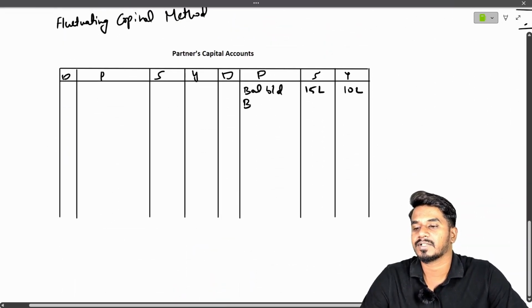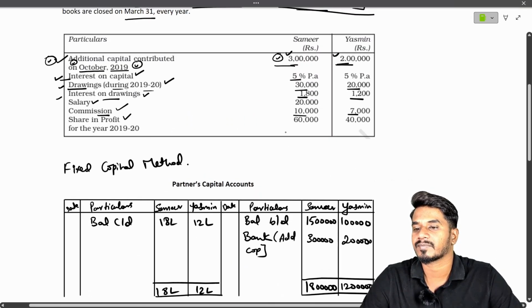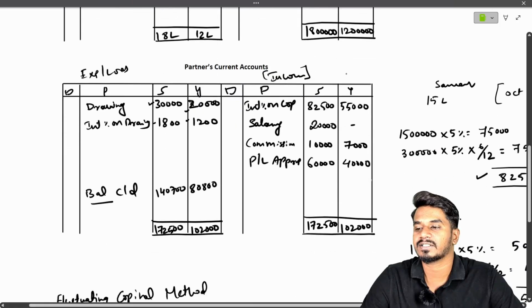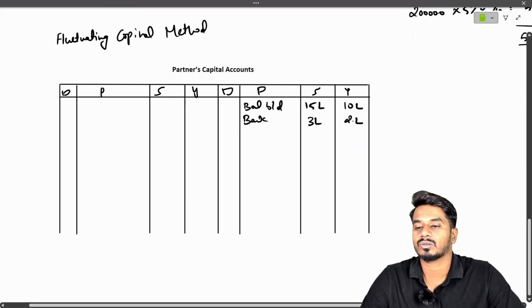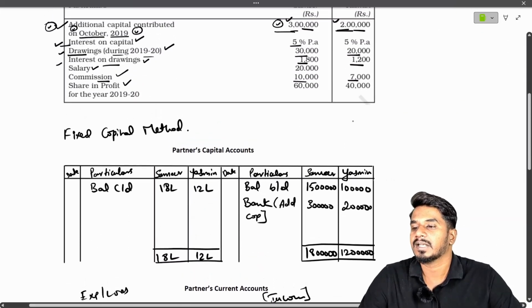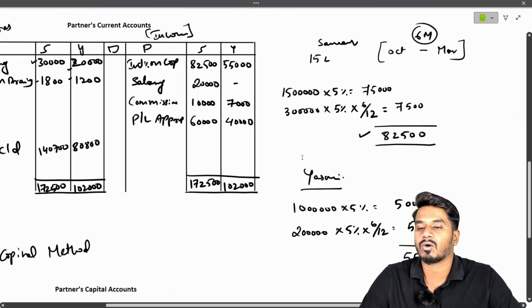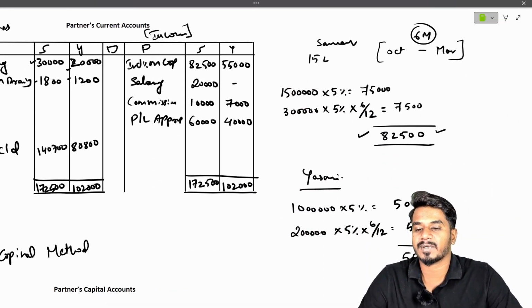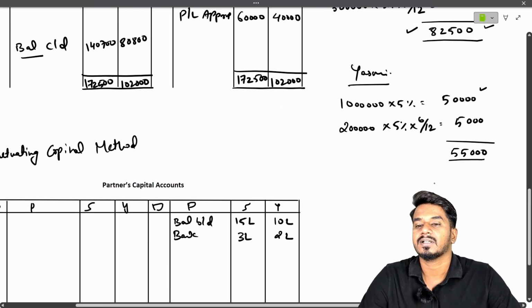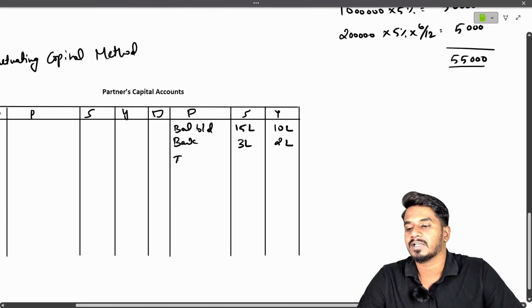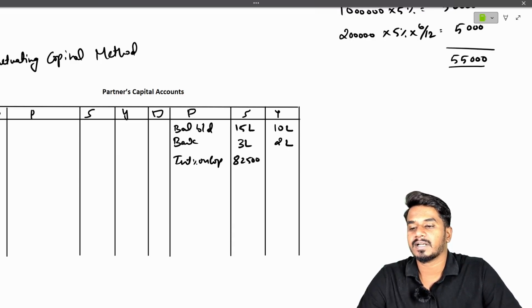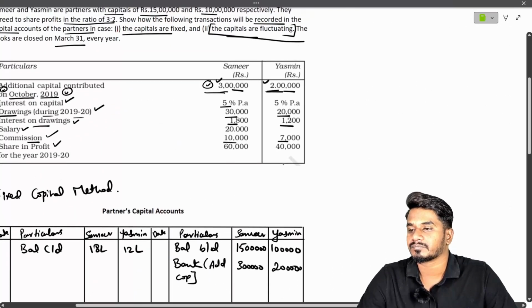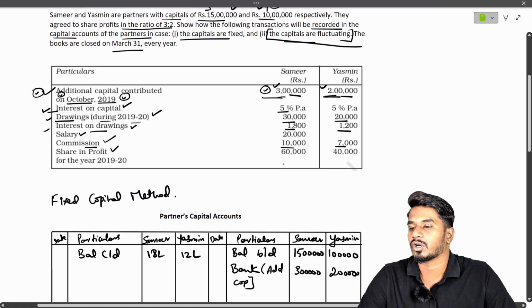Then additional capital, we'll show it in the bank account. So what is the additional capital? 3 lakh rupees and 2 lakh rupees. Fine. Understood. Next, we have interest on capital. We have already calculated it for the fixed capital method. The same thing, we will use it here: 82,500 and 55,000. Fine. Understood.